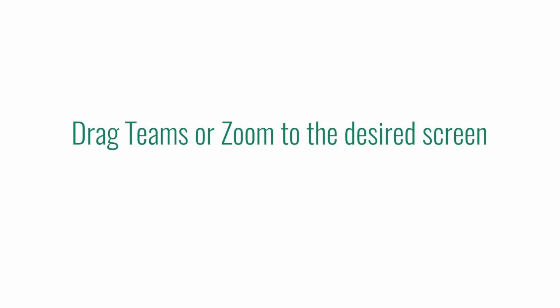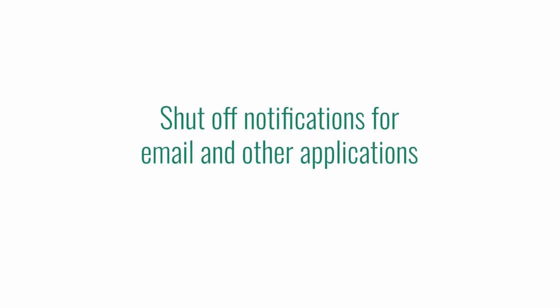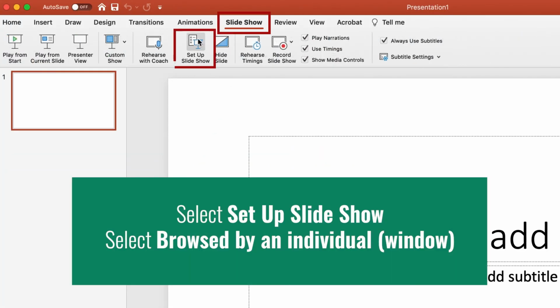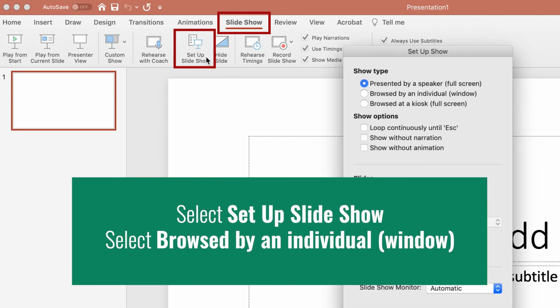Drag your Teams or Zoom application to the desired screen. We recommend you shut off notifications for email and other applications so that private messages are not displayed as you teach. Note: if you are using PowerPoint, you may need to change the following setting to ensure it works with the way the displays have been arranged.